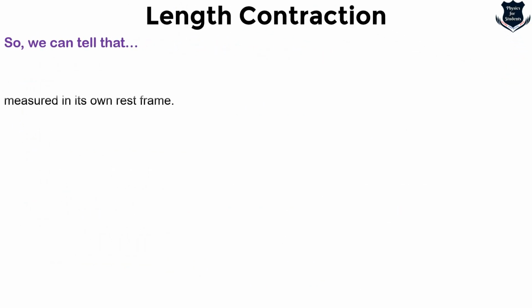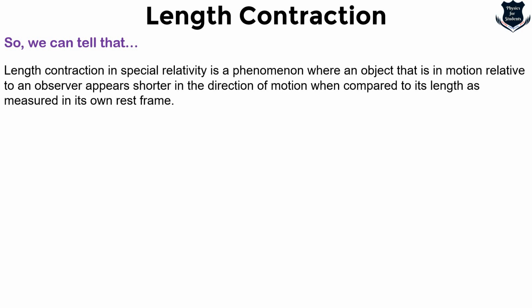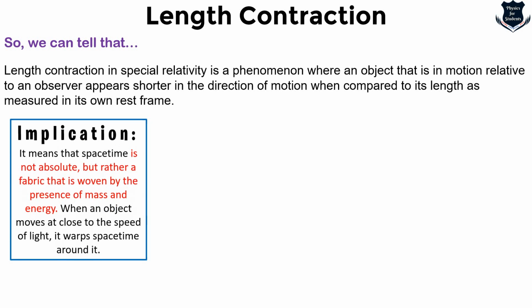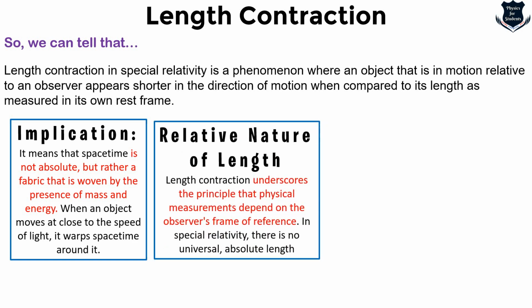So what we can tell from now is that length contraction, in special relativity, is a phenomenon for an object that is in motion relative to an observer, in the direction of motion, compared to its length as measured in its own frame of reference. The first implication, which is very important, is that space-time is not absolute, but rather a fabric that is woven by the presence of mass and energy, which becomes very evident in the general theory of relativity.